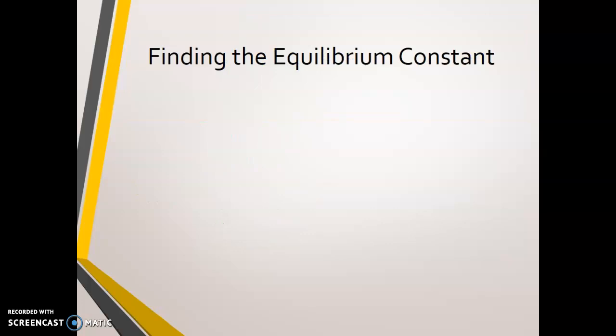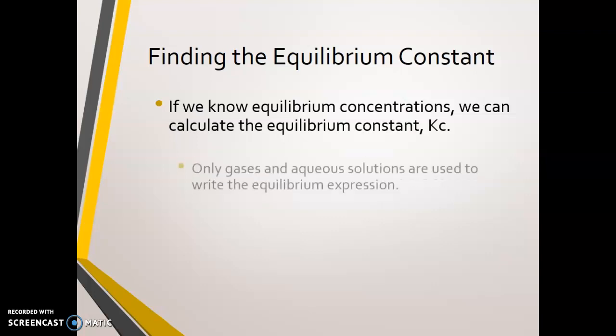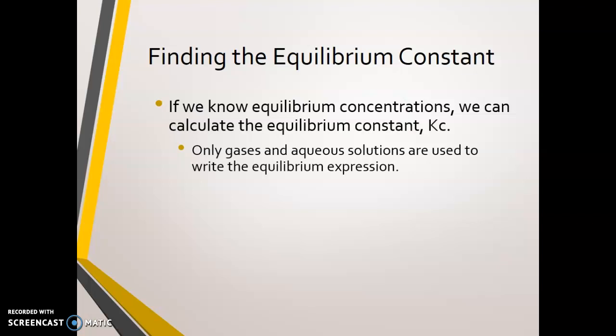So finding the equilibrium constant, if we know the equilibrium conditions, we can calculate the equilibrium constant. Only gases and aqueous solutions are used to write the equilibrium expression. So we're only looking for things that are marked as a gas or as aqueous.